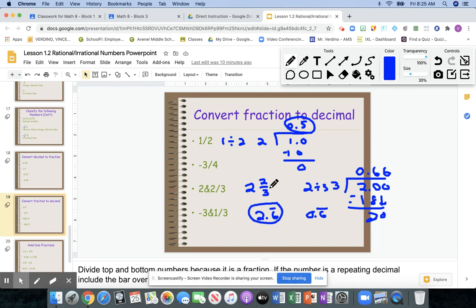If you convert it to an improper fraction, you will get a fraction of 3 times 2 is 6, 6 plus 2 is 8, 8/3. In which case you'll get 2.66666 repeating, which is the exact same answer.